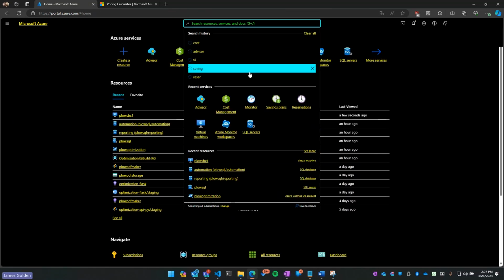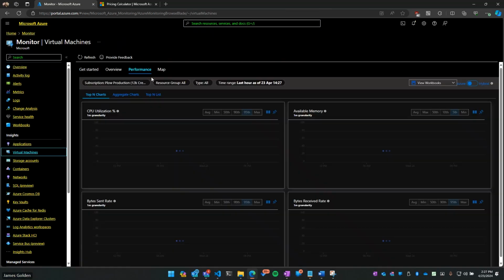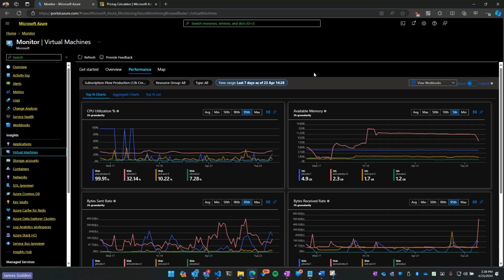We're going to go back to our Monitor. This time we're going to go to virtual machines, and we're going to grab the performance of all the machines, let's say within the last 7 days. The reason we want to do this is because each one of these machines has its independent price and its independent size, and we're looking for ones that aren't really utilizing themselves that much. For example, we have our Cloud SBC2 only using 7.28%. More than likely, that can be safely turned down.